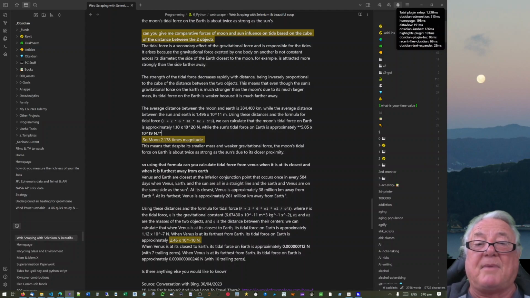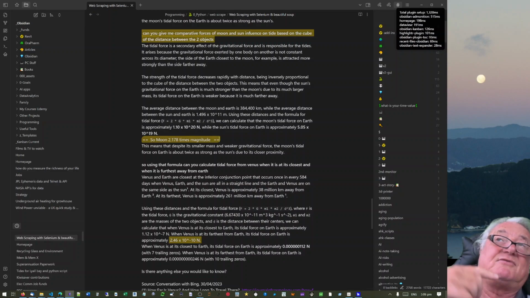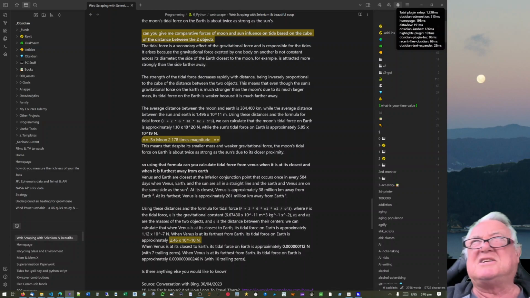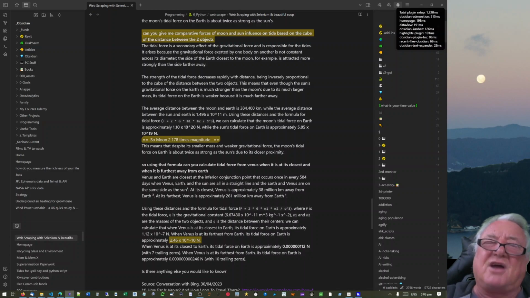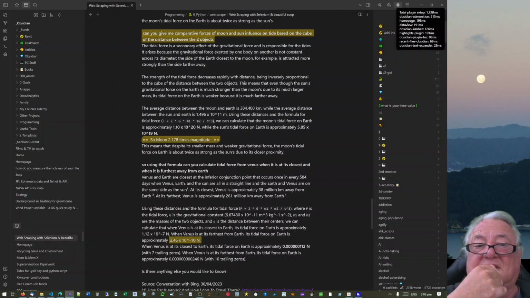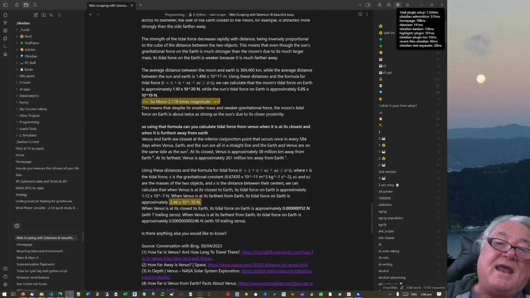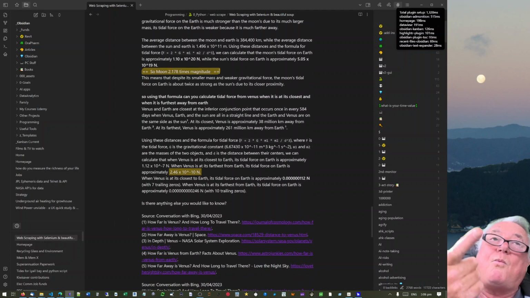So dividing one by the other, the Moon is 2.178 times the magnitude. So it's starting to think, well, okay, then that comes back. In my previous video, I'd found somewhere where it says roughly the Moon is 2.5 times as strong as the Sun on the tides. So this sort of comes into the numbers that I want.